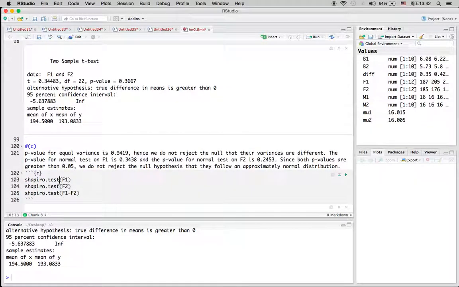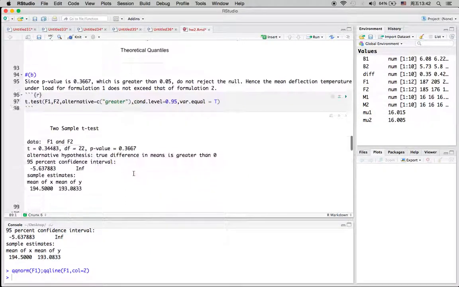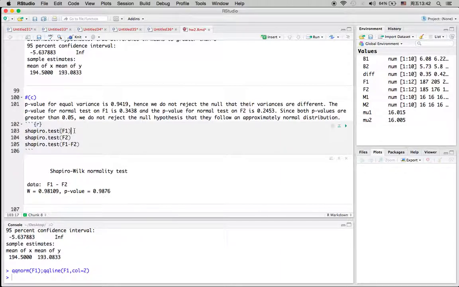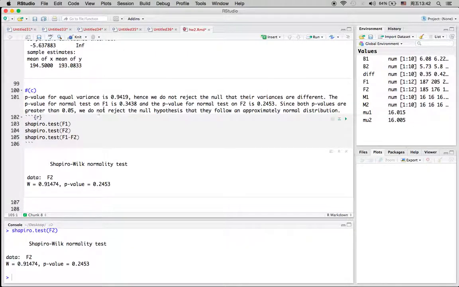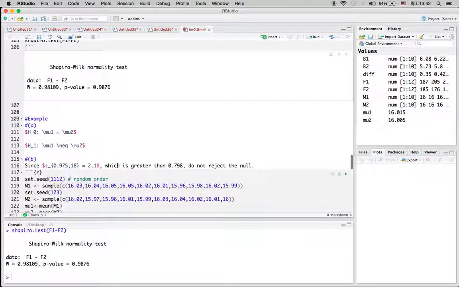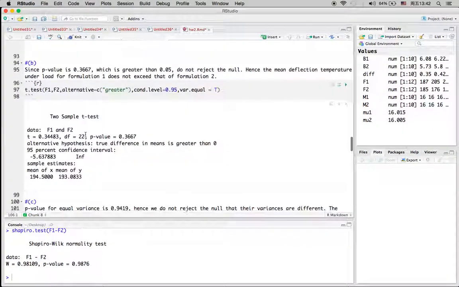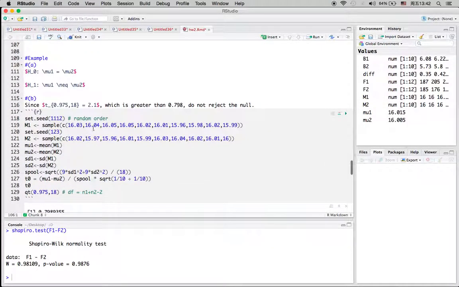Here we are going to use a different approach to verify the normality assumption. Here we are using the QQ plot, but here we are going to use a different test, the normality test for the assumption. We can see that the p-value is greater than 0.05, so we do not reject the null that the distribution follows the normal distribution. So we have two methods to verify the normality assumption.